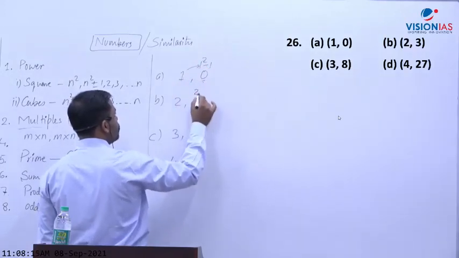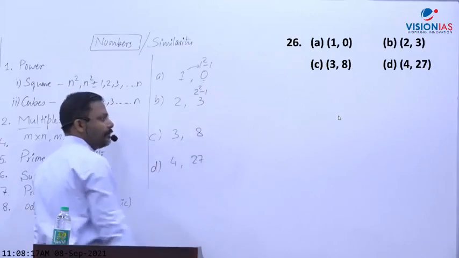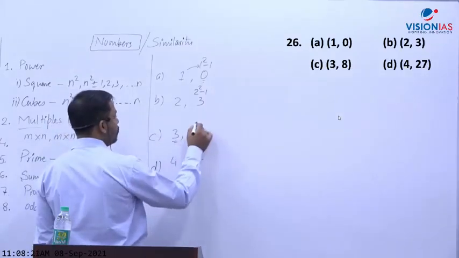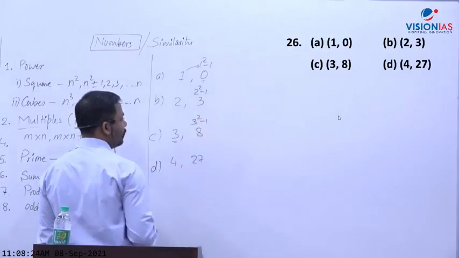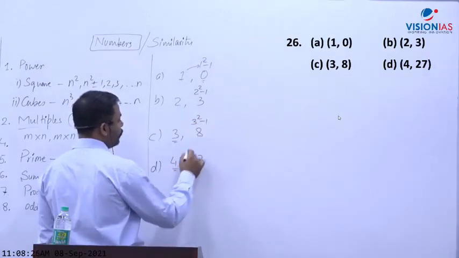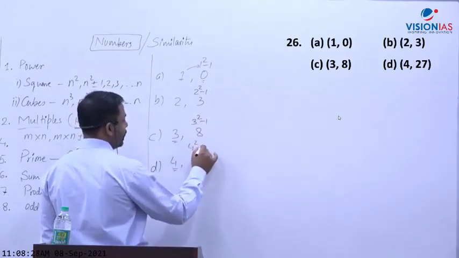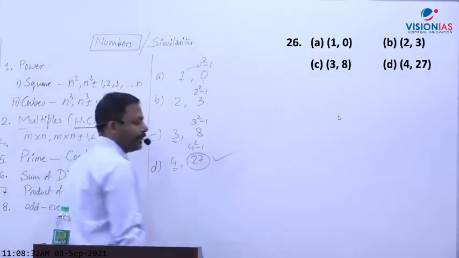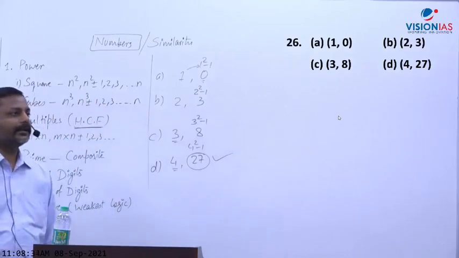Here, the first number is 2. So this number is 2 square minus 1, that is 3. This number is 3. So this number is 3 square minus 1. But here, this number is 4. It should be 4 square minus 1, that is 15. But we are getting 27 over here. So that's why, yes, yes, yes.